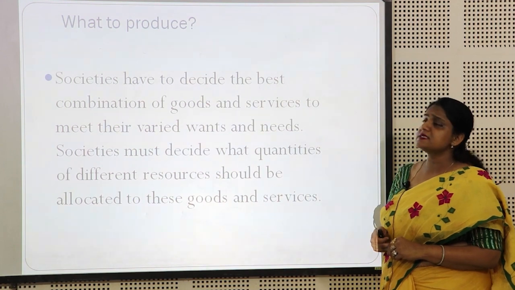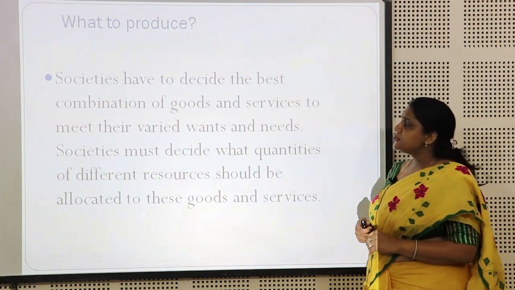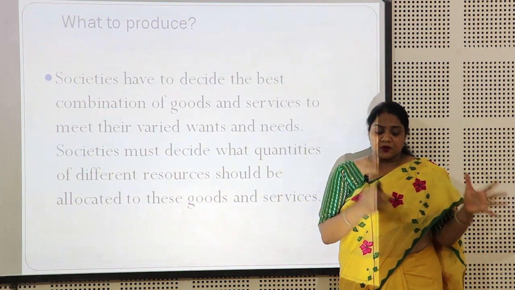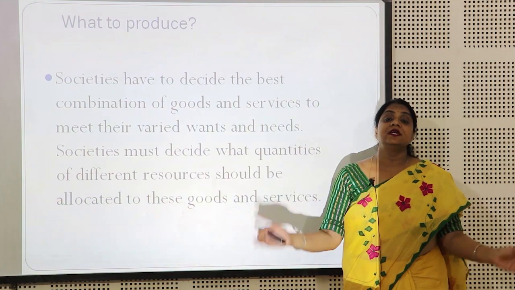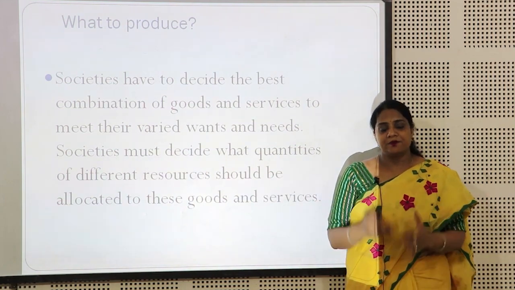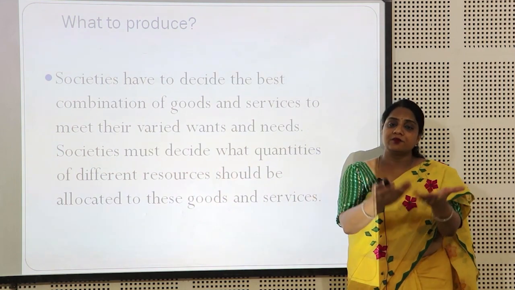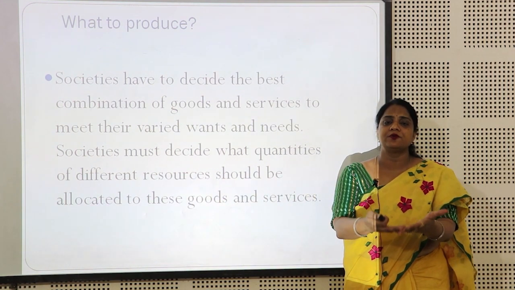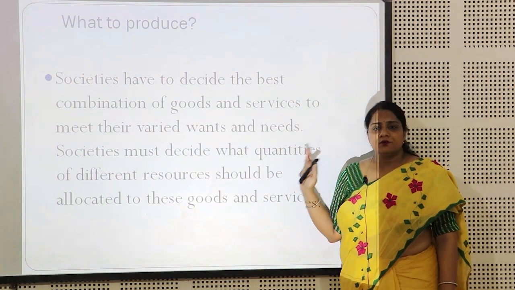What to produce means the societies or the nations or the people have to decide the various combination of the goods and services that has to be produced with the limited resources. So basically what combination of goods and services are going to be produced from those limited resources is deciding what to produce.